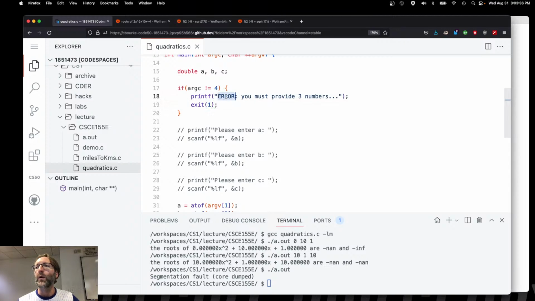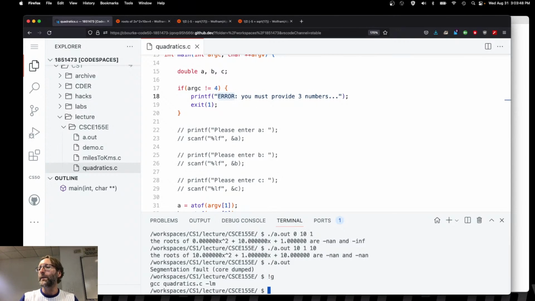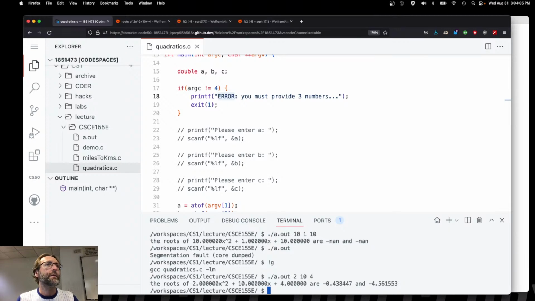But otherwise, I'm communicating to the user, look, here's how you use this program. You've got to provide 3 numbers. If you don't, I can't do anything, and so I'm not going to do anything. Let's compile that, and let's try it again. Regression testing is testing things that you've tested before after you make changes, to make sure that you didn't break anything. 2, 10, 4. Remember that worked before? I want to make sure that it still works, and it does. But now I have addressed this other problem of not providing any command line arguments.